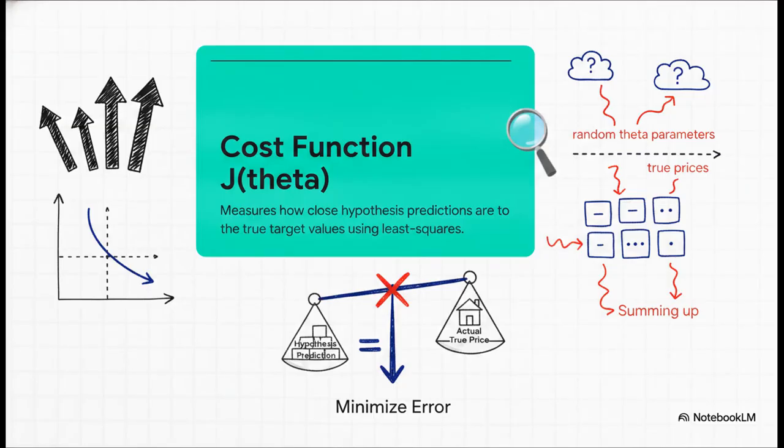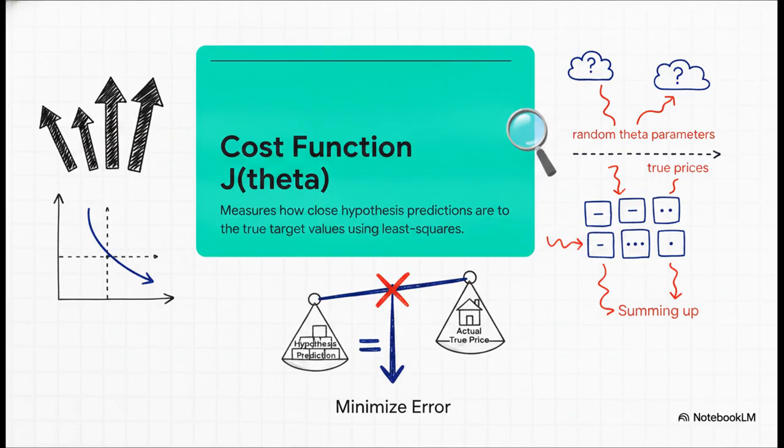Okay, so what happens if we just guess some random theta parameters right out of the gate? Well, our predicted prices are going to be absolutely terrible. To fix that, we have to define a cost function, J of theta. This function calculates the difference between our hypothesis prediction and the actual true price from our dataset, squares that difference, and then sums it all up across all our examples.